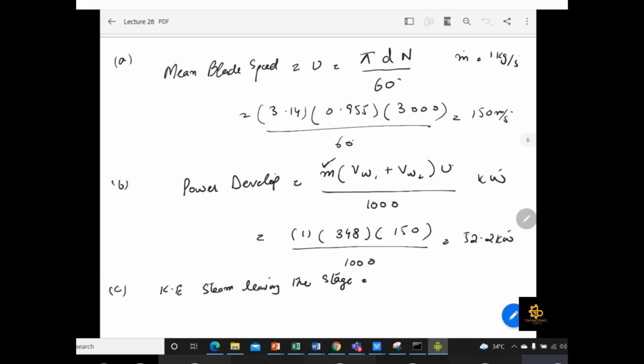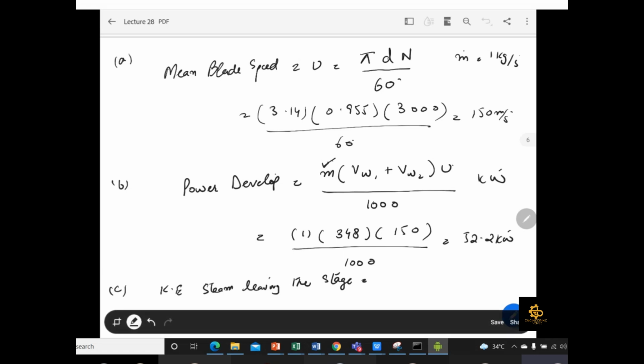Okay, an important thing is leaving the stage. For example, if it is mentioned that you have to find the kinetic energy at the inlet of the nozzle, then you have to use the absolute velocity at the inlet. Here it is mentioned the kinetic energy of steam leaving the stage, so it means we have to use the absolute velocity at the outlet.